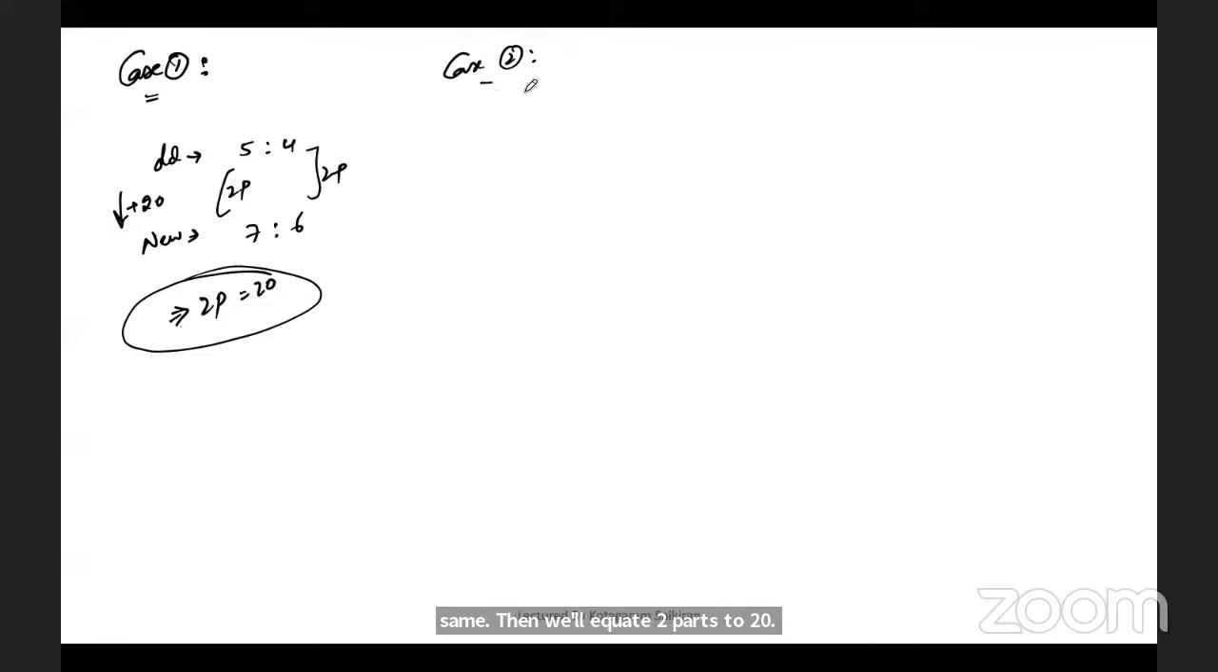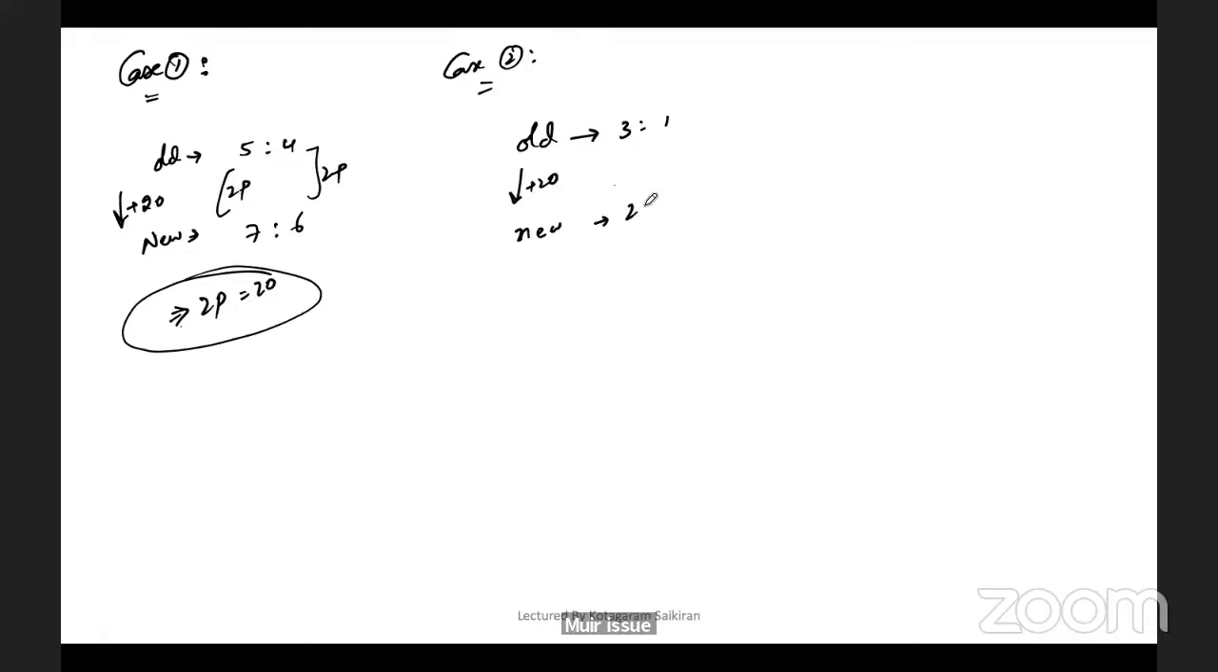Coming to case 2, the old ratio is 3:1. I added 20. The new ratio is 2:1. So now what happens?